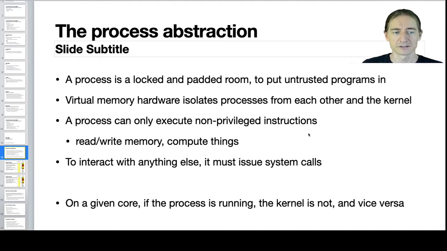Process separation. The hardware provides some small facilities that the operating system then uses to create this isolation, a little padded room where you can run a process that you don't really trust to do the right thing. And if it does the wrong thing, the process will be killed by the operating system, but the machine itself won't be affected.